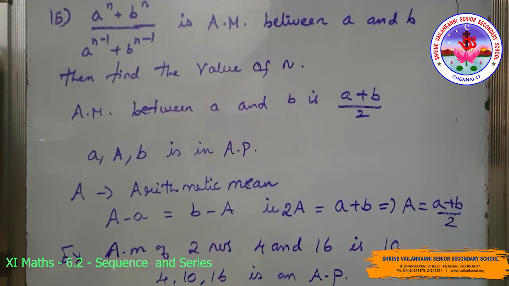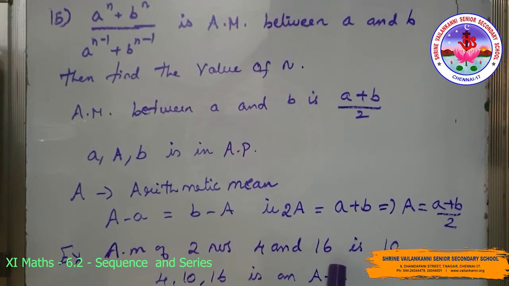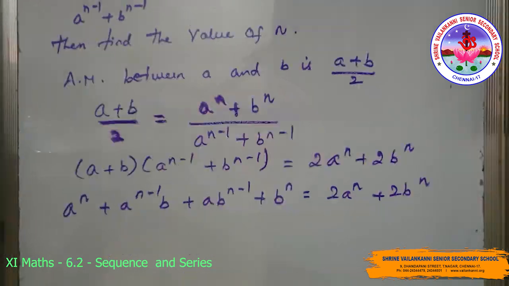For example, the arithmetic mean of two numbers 4 and 16 is 10. Then 4, 10, 16 is an AP. We can insert 10 in between 4 and 16. So arithmetic mean between two numbers, that is (a plus b) by 2, 4 plus 16 by 2, which is 20 by 2, which is 10. So we can say that 4, 10, 16 is an AP.